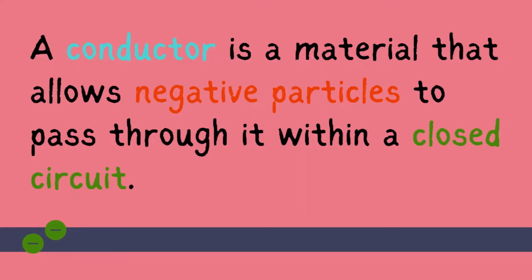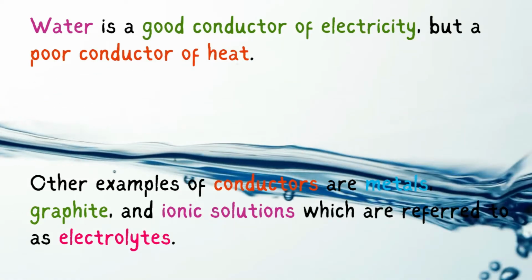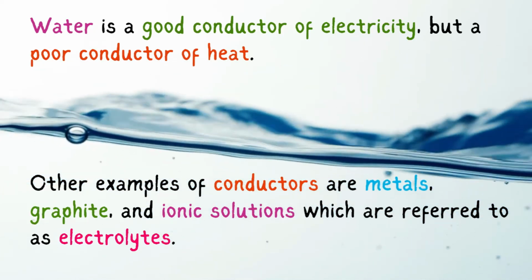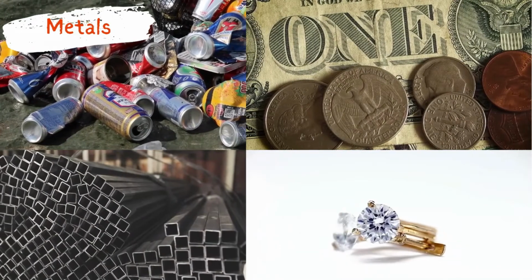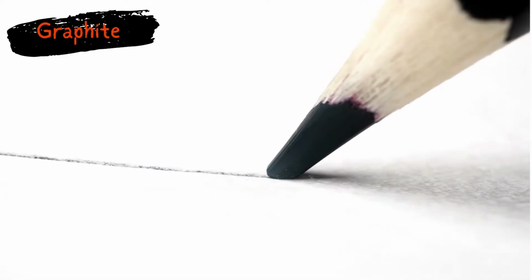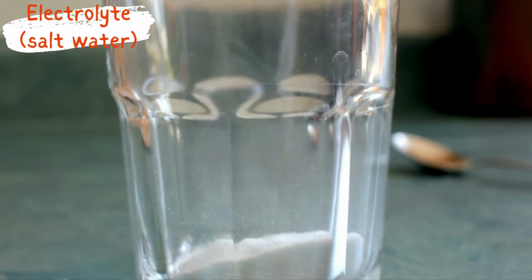Conductors. A conductor is a material that allows negative particles to pass through it within a closed circuit. An electric current is the flow of negative charges through a conductor, for example, the metal wires. Water is a good conductor of electricity, but a poor conductor of heat. Other examples of conductors are metals, graphite, and ionic solutions, which are referred to as electrolytes.